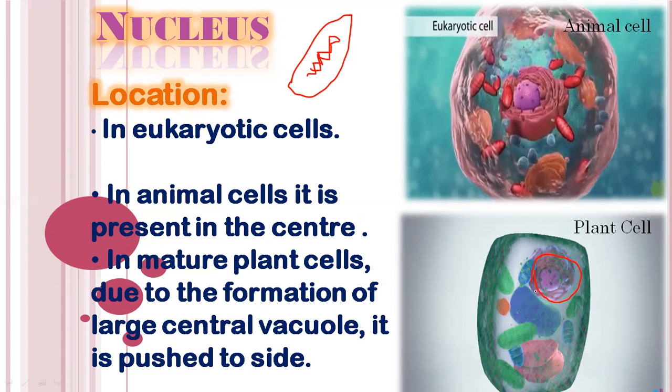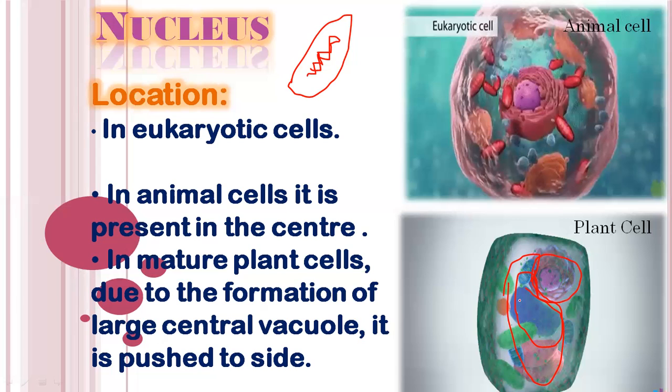The reason is that there is a large vacuole. You can see this vacuole. Sometimes the vacuole is so large like this. So one large vacuole is present in the plant cell, and it pushes the nucleus to a side.